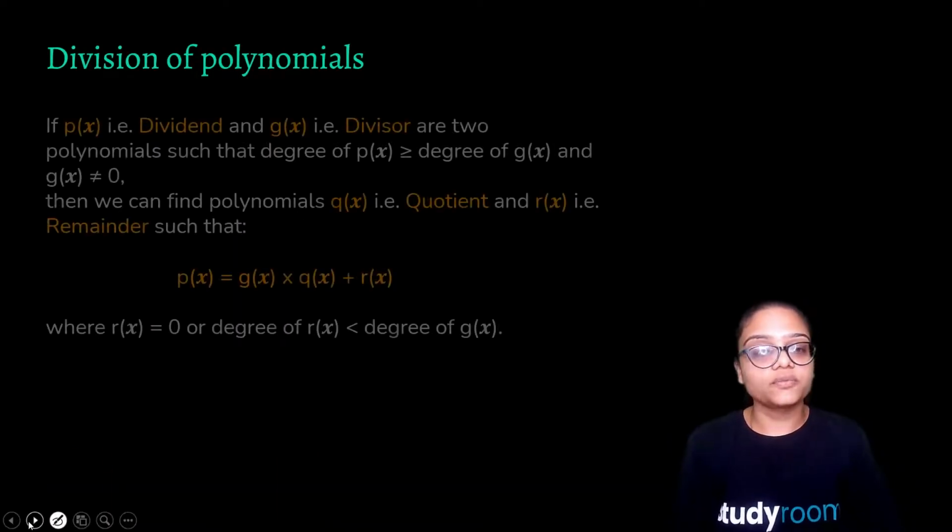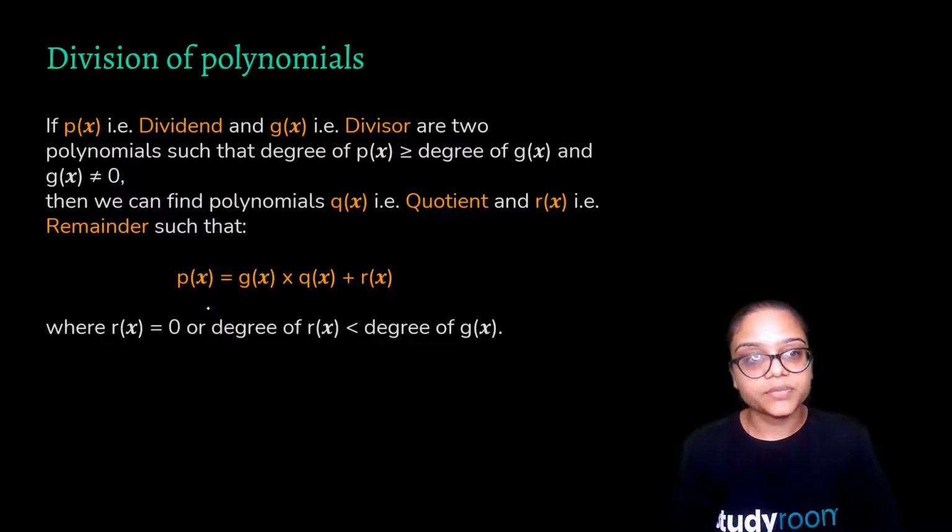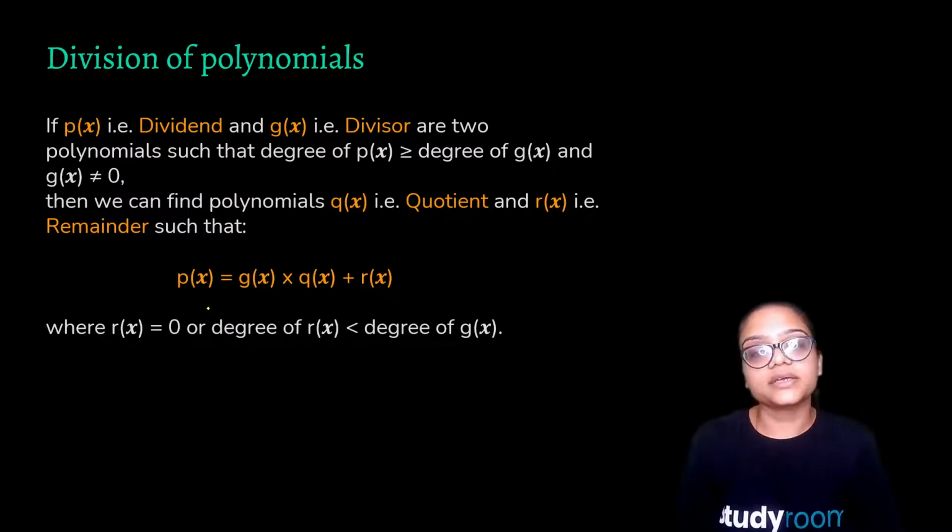Okay, what's the remainder theorem? Division of polynomials. If p(x), that is the dividend, and g(x), the divisor, are two polynomials such that the degree of p(x) is greater than the degree of g(x) and g(x) is not equal to 0, then we can find polynomials q(x), that is the quotient, and r(x), that is the remainder, such that they follow the remainder theorem. I hope you know about the remainder theorem.